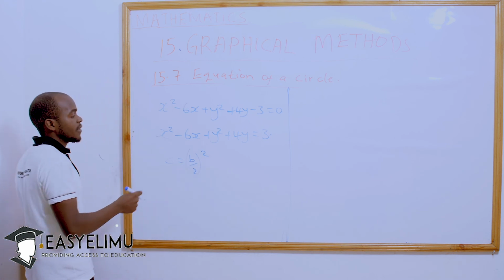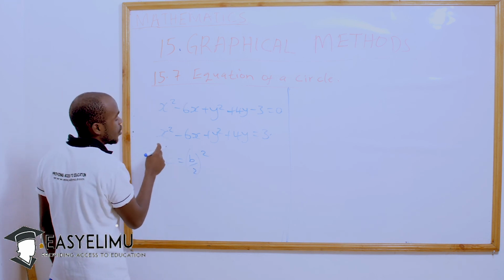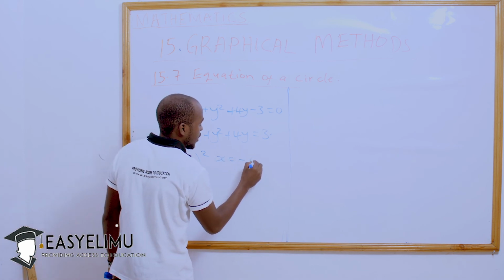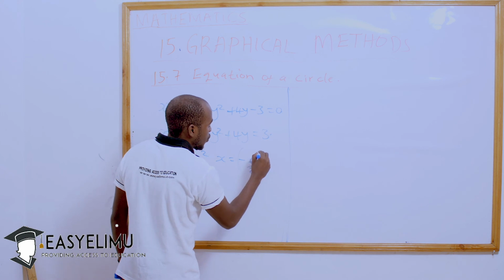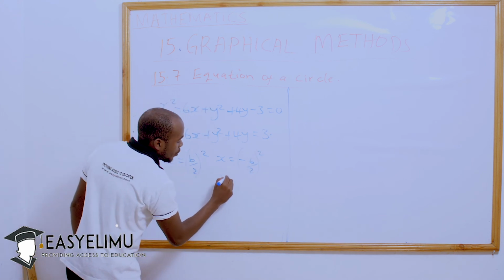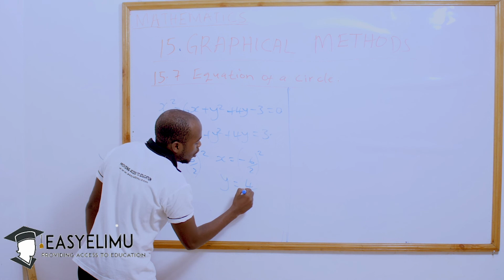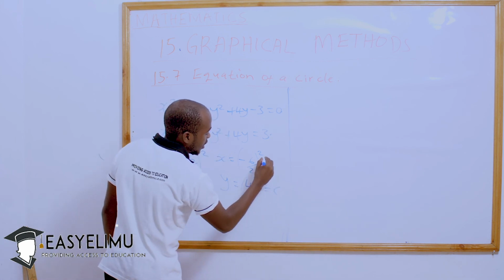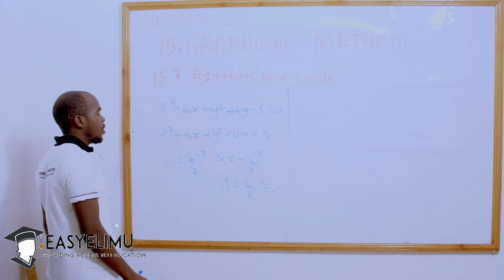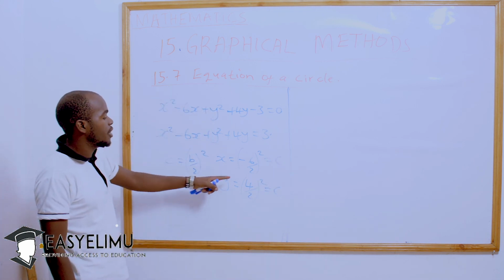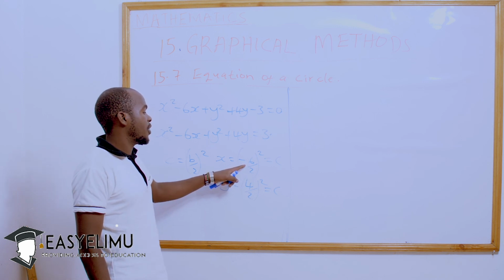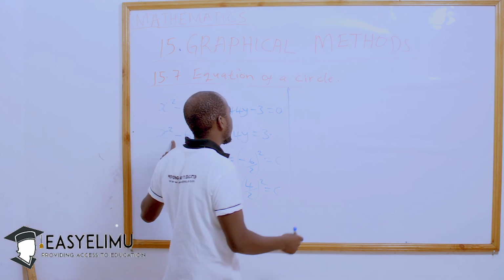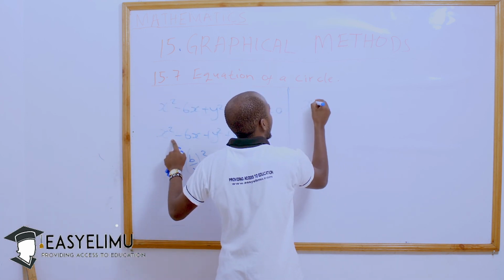So for x, we are going to have negative 6 over 2, then we square. And for y, we shall have positive 4 over 2, then we square. So that is how we shall be finding the c on both sides. After doing that, this one will give us negative 3, and negative 3 squared will give positive 9.